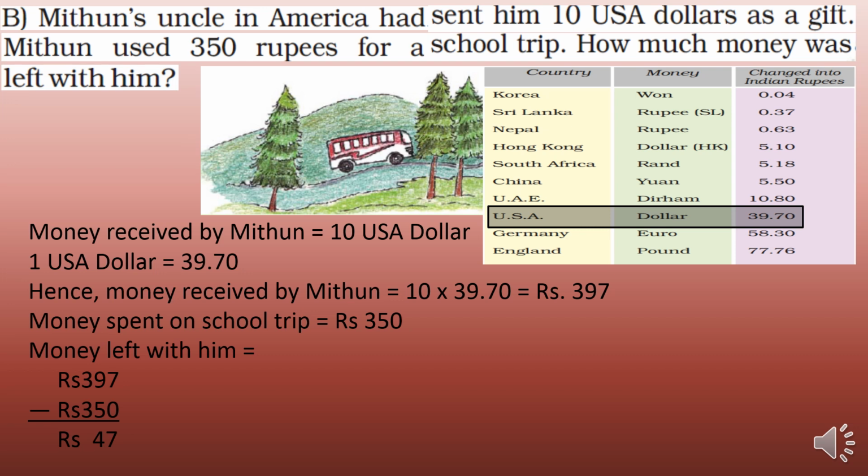39.70, that is equal to 397 rupees, out of which he spent 350 on the school trip. So we have to subtract that. So money left with him is equal to rupees 397 minus rupees 350, that is equal to rupees 47. So rupees 47 is left with him.